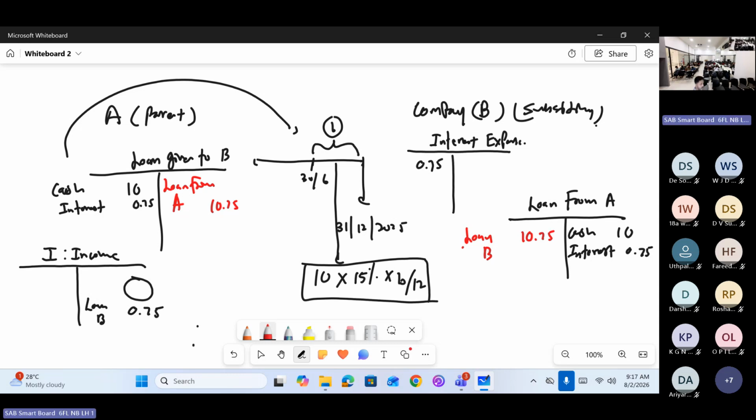Interest expense. Credit here, debit here. This income, here we can say interest expense. We are going to reverse the capital and the interest. Okay?